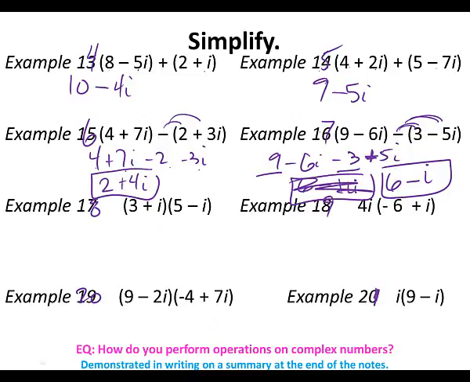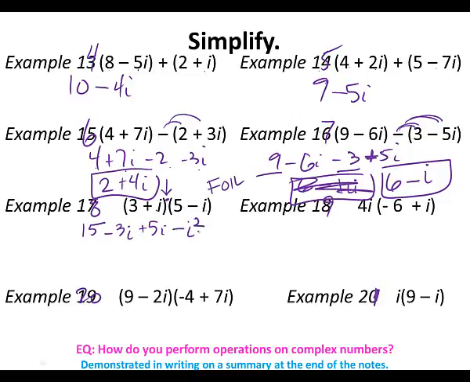All right, let's look at 18 and 19 together, and then I'm going to have you do 20 and 21. So what do I have to do on this? Notice it changed. What's my operation now? Multiplying. So what do I have to do? FOIL, okay? So what is 3 times 5? 15. Okay, 3 times negative i. Negative 3i. Good. i times 5. 5i. i times negative i.